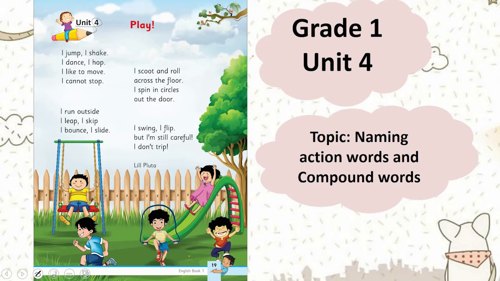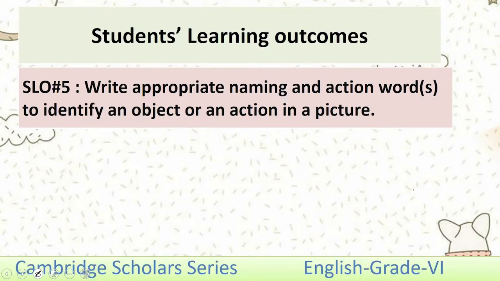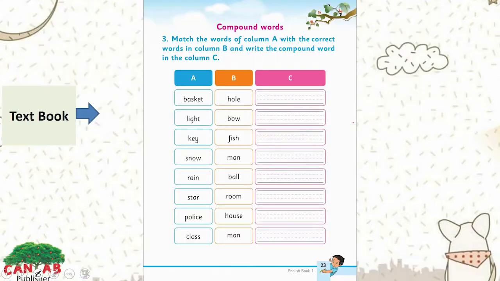We are going to start our lesson from Unit 4, Play, and the topic is naming action words and compound words. SLOs of this lesson are: write appropriate naming words and action words to identify an object or an action in a picture. Look here, the page number 23 of your textbook, the compound words.